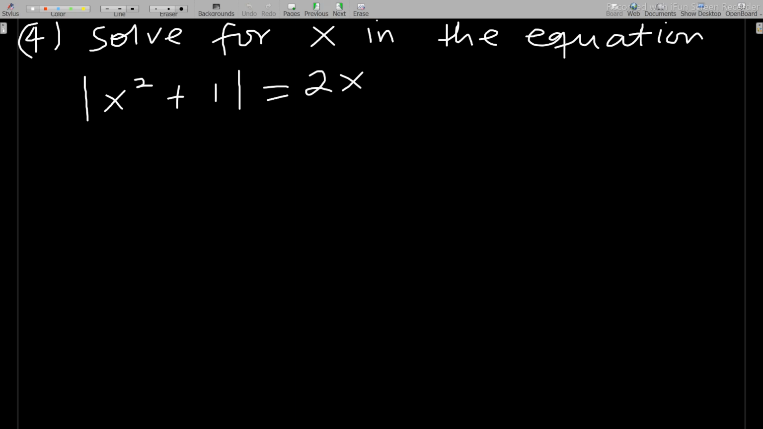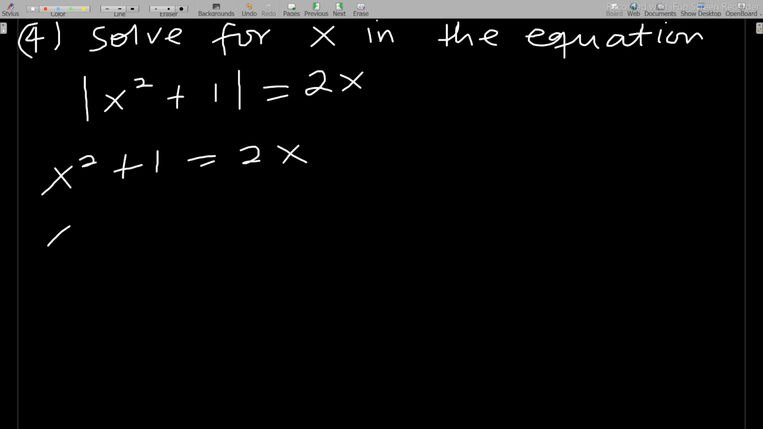Okay, now solve for x in the equation absolute of x squared plus 1 equals 2x. Now to solve this is very simple. Okay, since we have an expression at the right side, although the absolute is isolated, but we have an expression at the right side, what you do is you just remove the brackets. Okay, you solve it in two ways. That is the hint I'm giving you. So x squared plus 1 equals 2x.